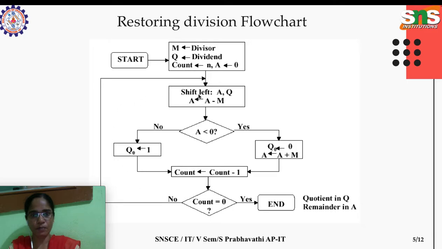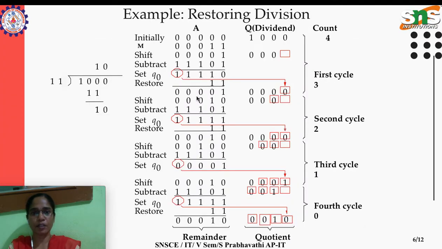So repeat, shift left. Again we are shifting it. Shift in the sense again to the left side, so this 0 is moved here, this is Q naught, from Q1 it is moved, and here in the shift, this 0 is moved here. This 0 and this 0.